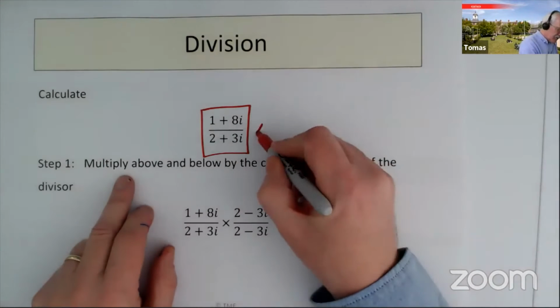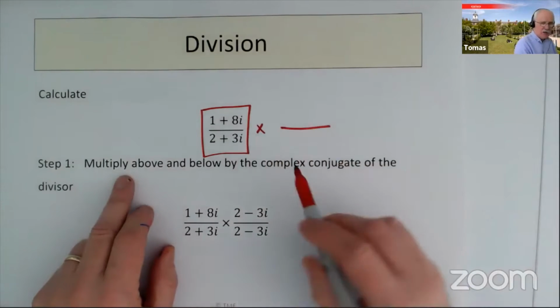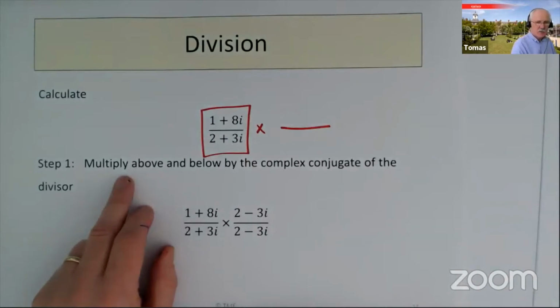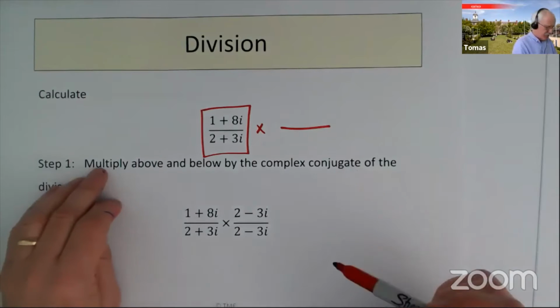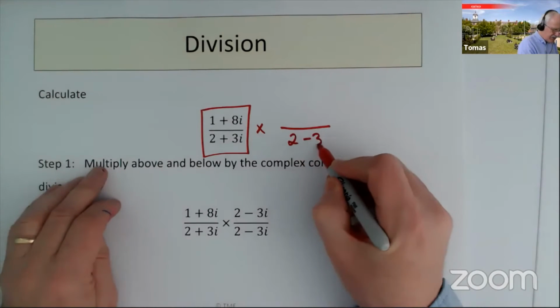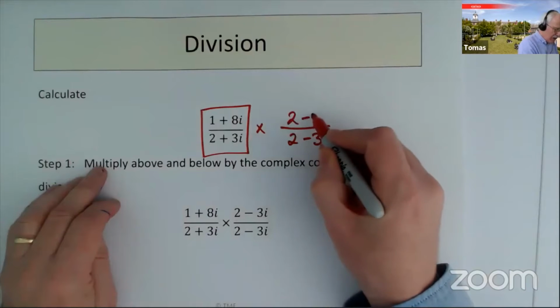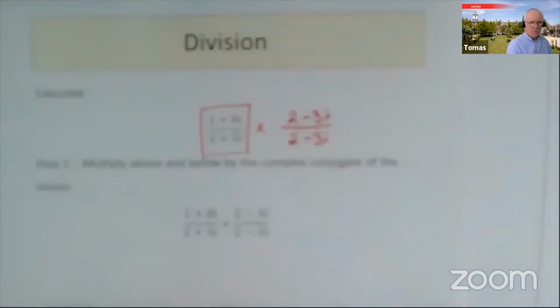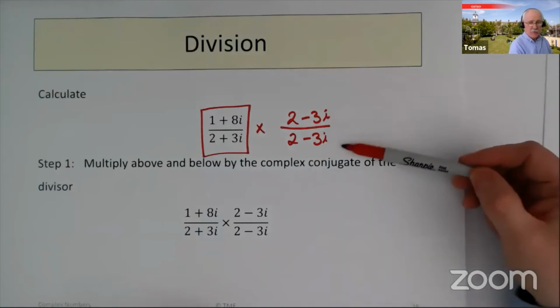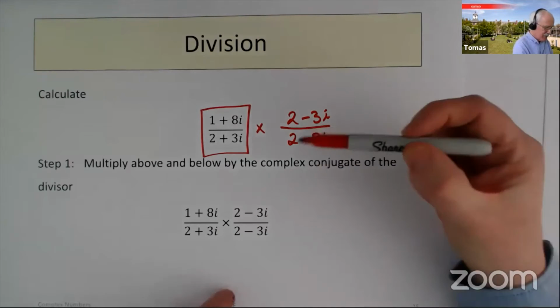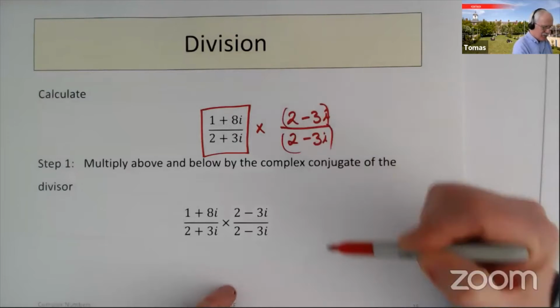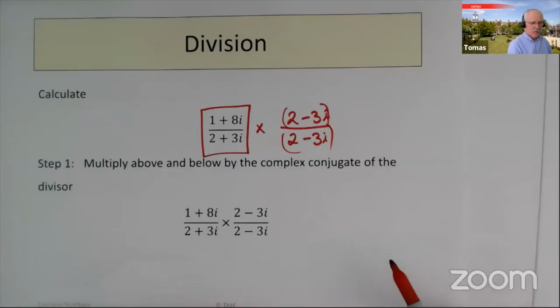So we're going to multiply above the line and below the line by the same thing. But we're interested in the complex conjugate of the one on the bottom. So 2 minus 3i by 2 minus 3i. If I multiply something by 4 over 4, it's like multiplying it by 1, leaving it alone. So I'm going to multiply the top bit by this and the bottom bit by this. So 1 plus 8i by the top bit, 2 plus 3i by the bottom bit.